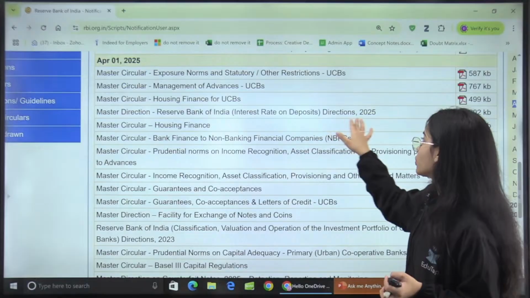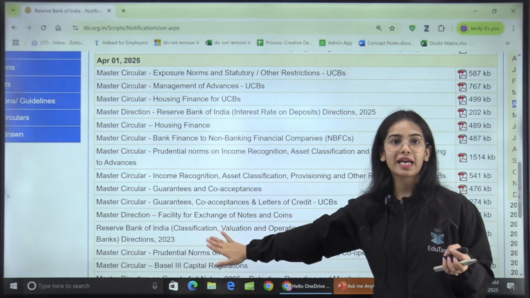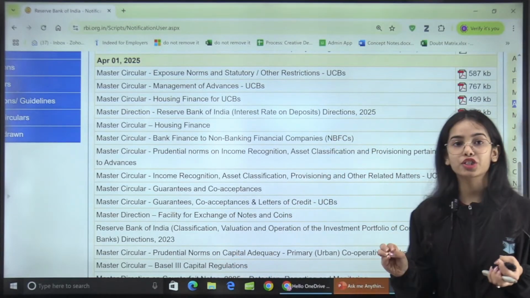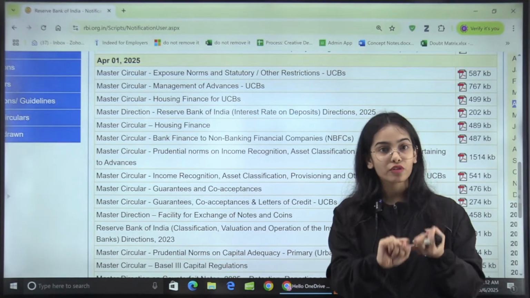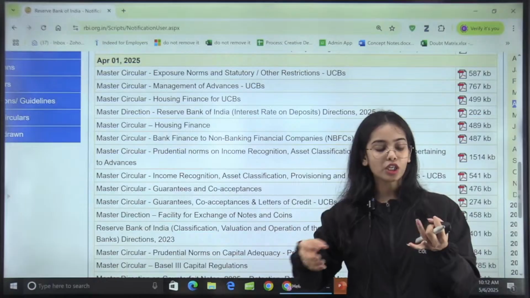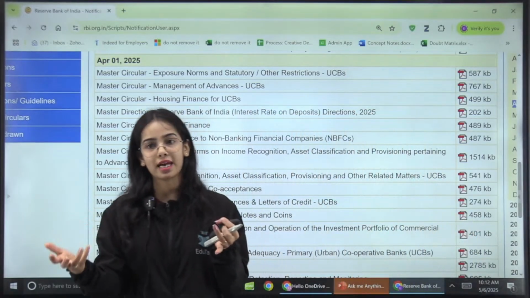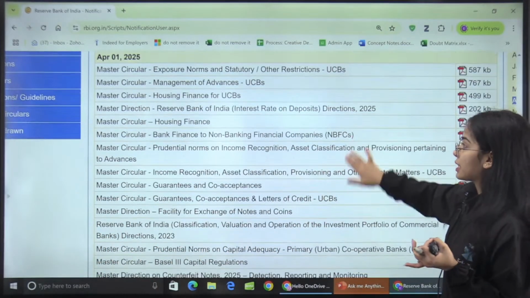Okay, so this is the new one only, the rest are the previous directions that the RBI has just re-informed, that's it. Okay, so the new ones. Whenever you are covering the master actions, always remember that you have to cover the new master actions that are released for the first time in the current year, or the master actions or master circulars in which there is a change that has happened. Okay, so this is the idea.